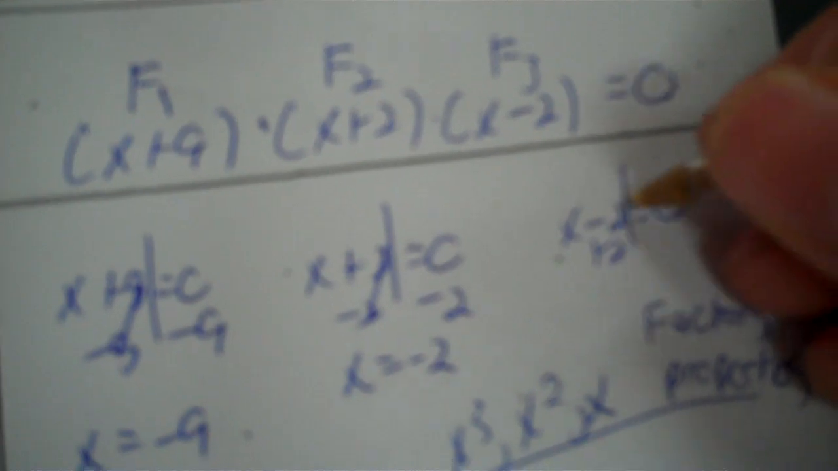So I'll be subtracting 9 here and getting negative 9. I will be subtracting 2 here and getting negative 2. I will be adding 2 here to get positive 2. So those are your 3 answers.